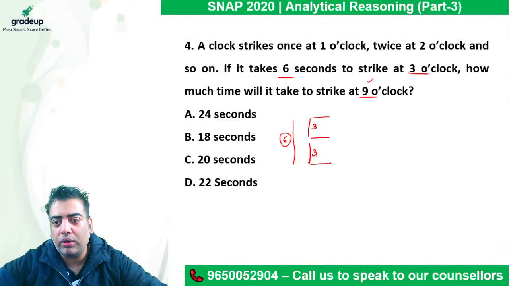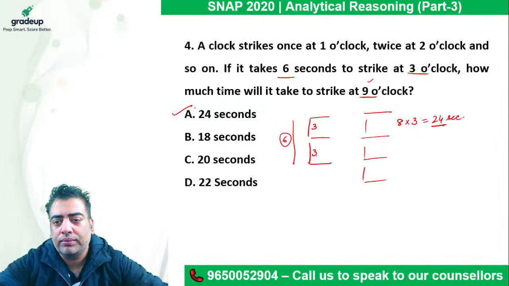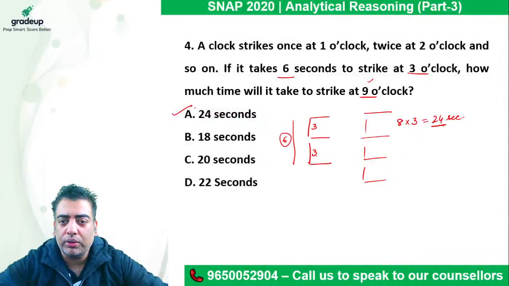Now at 9 o'clock, it will strike 9. And when you draw 9 such lines, you will find that the number of intervals are 8. Right? So the time taken for 9 strikes comes out to be 8 into 3, which is equivalent to 24 seconds. So the correct answer option is A. So देख लो, सभी को clear है.